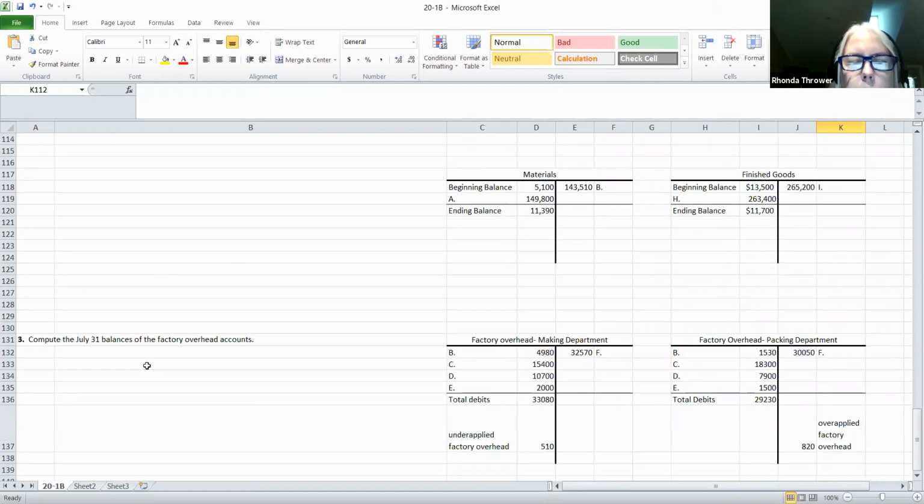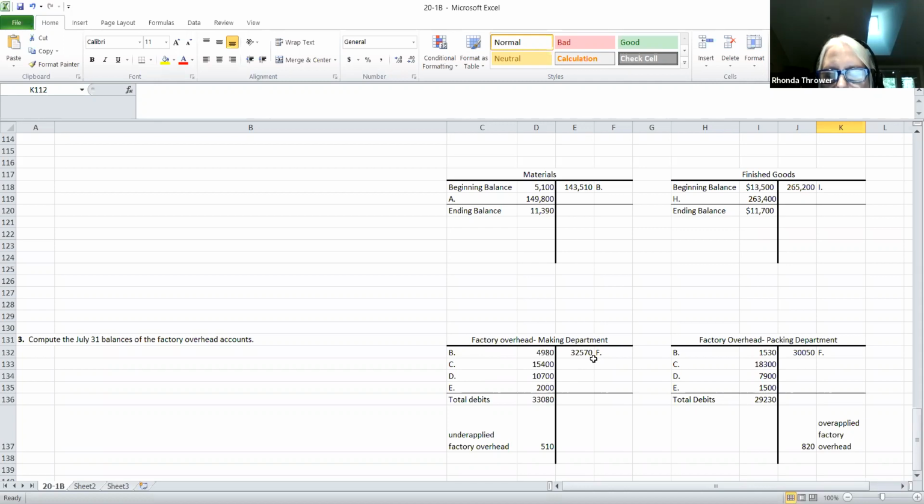And then in the last part of this problem, they also wanted you to compute the balances for the factory overhead accounts. Again, I copied from the journal to the ledger accounts to see what happened to our factory overhead accounts. Each one of the transactions is labeled B, C, D, and E in this case. I added up my total debits and I've compared it with my credits.